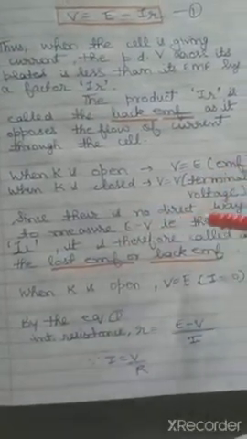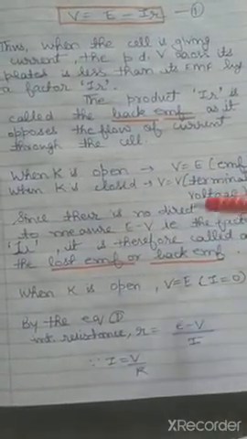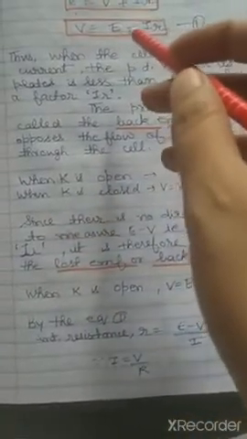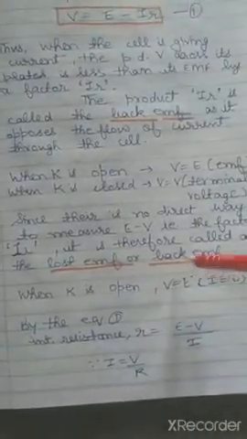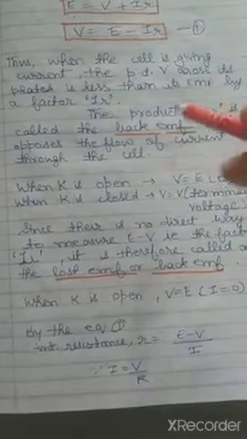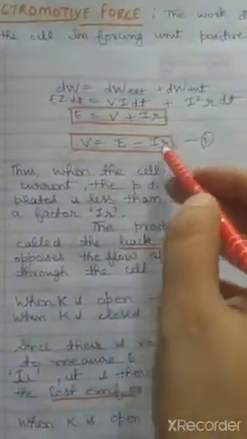Now since there is no direct way to measure E minus V, we can't find it directly. This I r factor, E minus V is your I r. So this I r factor is known as lost EMF or back EMF. Is it clear?